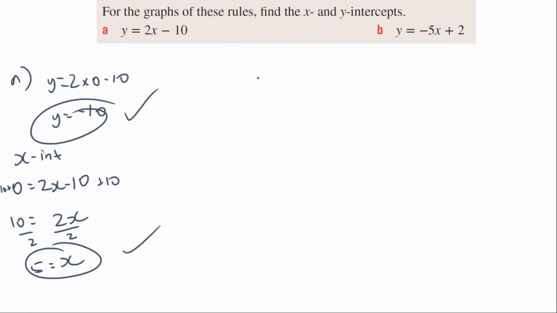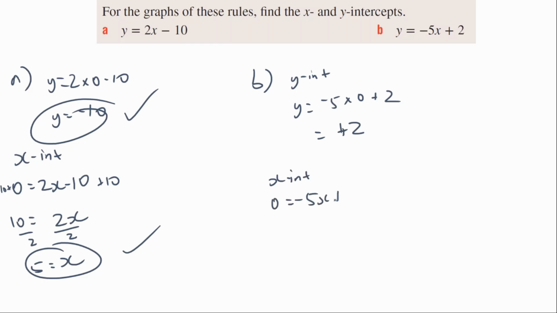Now moving on to question B. Start with the y-intercept again. That's when x equals 0, so y equals -5 times 0 plus 2. That gives me +2. And x-intercept is when y equals 0, so 0 equals -5x plus 2. Subtract 2 from both sides.